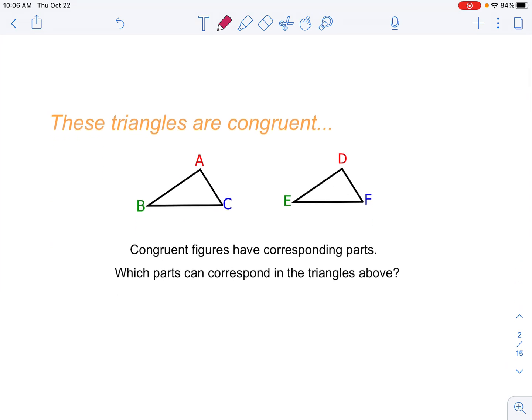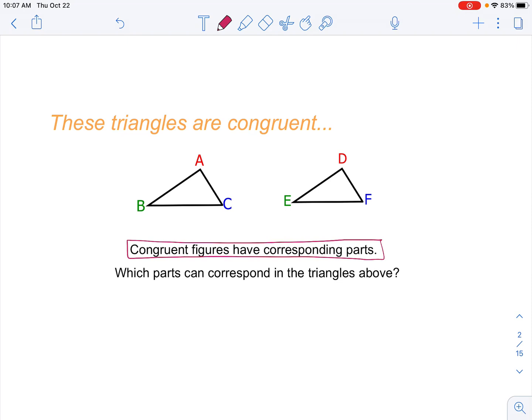So we're going to start off with an example. Let's draw these two triangles and let's make them big enough because we're going to mark them up somehow. So these triangles are congruent, so that means that they have the same size and the same shape. And that also means that congruent figures have corresponding parts.